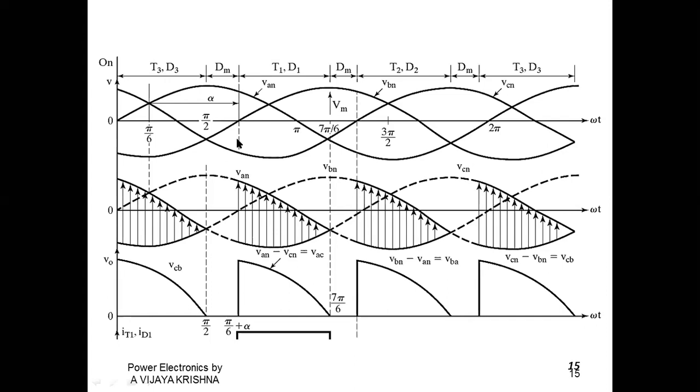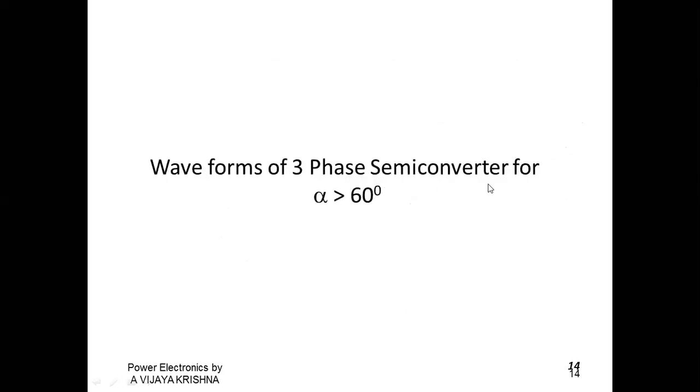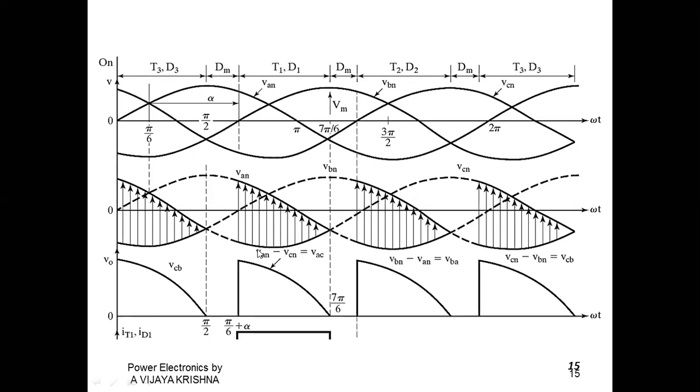This is 90 plus 60. We actually have alpha plus pi by 6, which means alpha plus 30. Alpha is to be 60, suppose 90 degrees, in the waveforms of a three-phase semi-converter for alpha greater than 60 degrees. It goes more than 60 degrees, so this is pi by 2 plus pi by 6, or more than 90 degrees. So the output waveform, if you observe here, pi by 6 plus alpha is greater than 60, alpha is greater than 60.